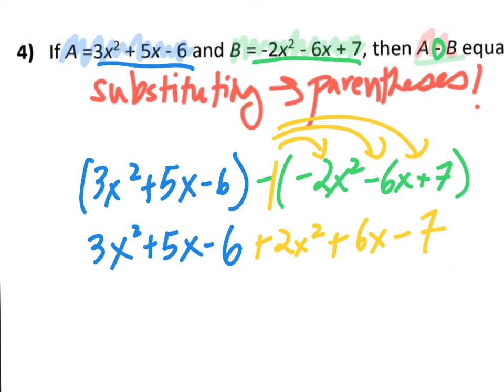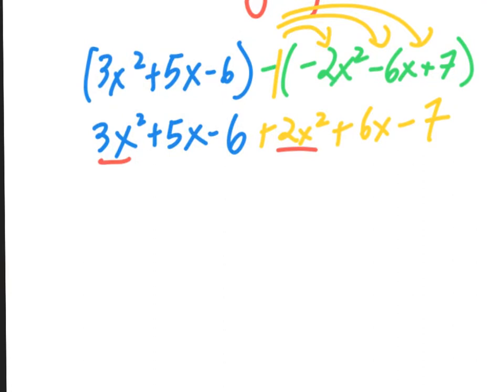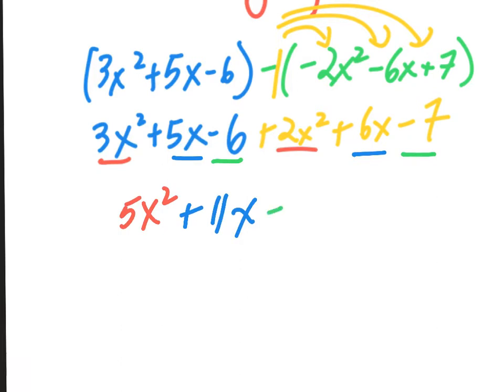Now, I can combine some like terms, right? I see that 3x squared is a like term to 2x squared, right? So I'm going to combine them to get 5x squared. Okay, next one. I have 5x, right? Like term to 6x, so I'm going to combine them. 5x plus 6x is 11x. And then finally, negative 6 and negative 7. Negative 6 minus 7 is negative 13. Right? So this is going to be my final expression.